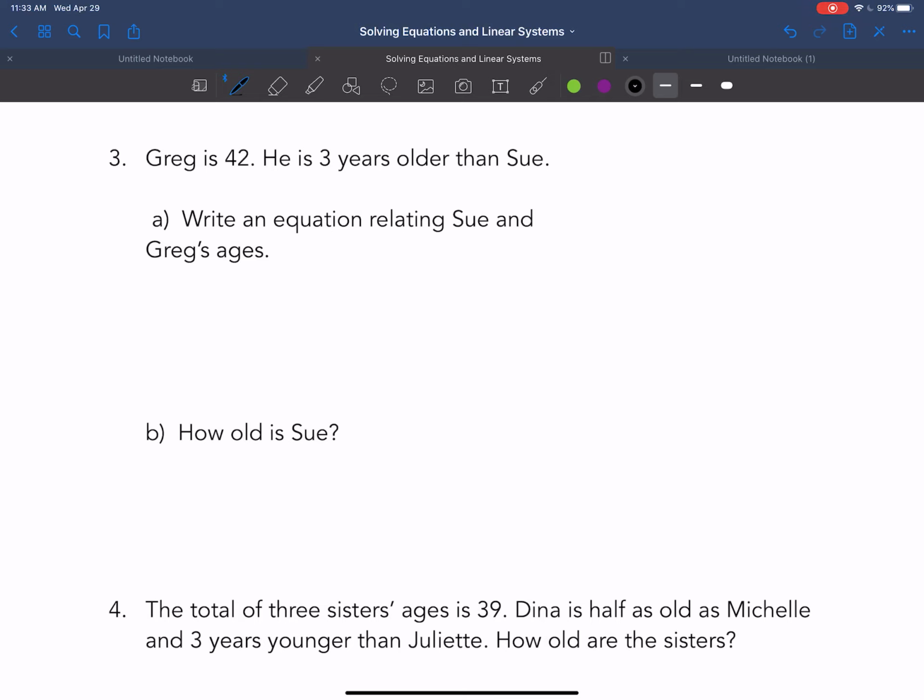So first thing we need to do is determine a variable. What's the thing I don't know? We figured it out, but pretend we didn't figure it out. We didn't know how to subtract 3. Sue's age is the thing that I don't know. Right? That's what we have no idea about. So we would create a variable for the thing that I don't know, the thing I'm trying to figure out. So I'm going to say let S represent Sue's age.